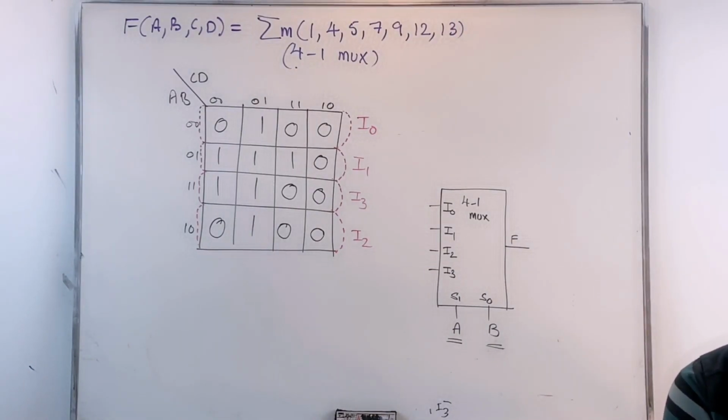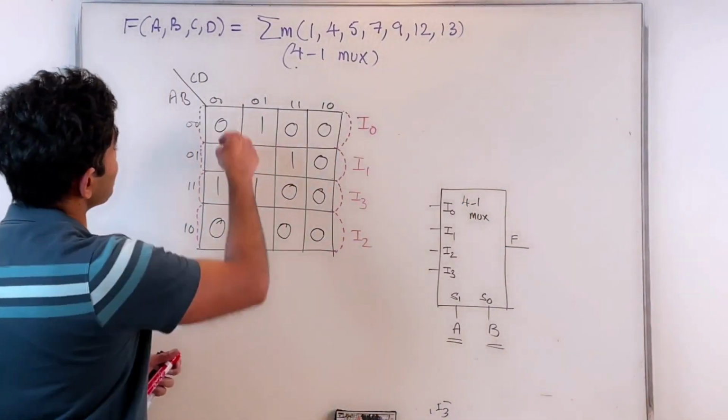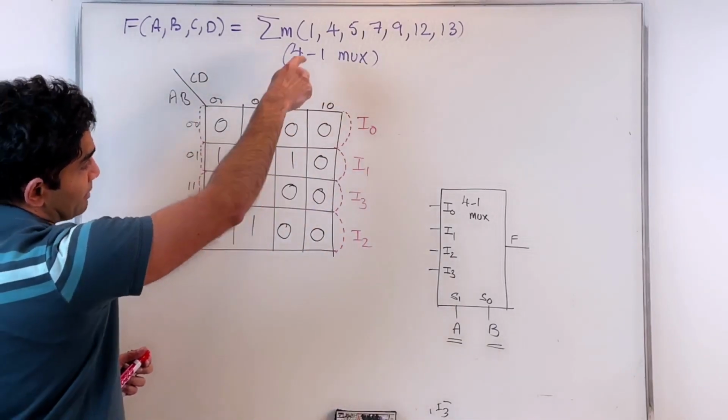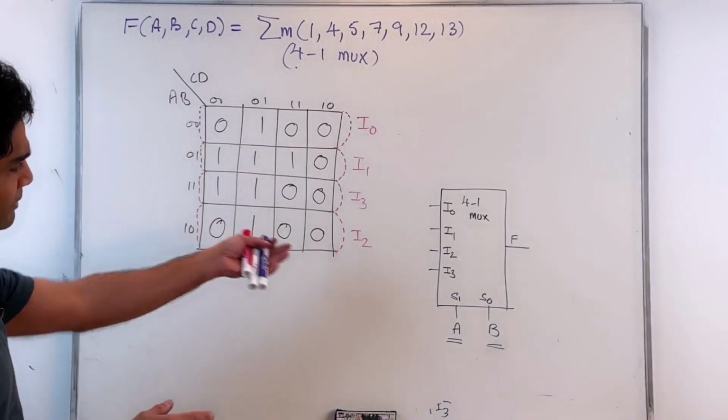I could have done that too. In fact, we should do that. If I had done C and D as my selector inputs, how should I divide my K-map into sub K-maps? Vertically. That's absolutely right. Columns. Because my C and D values are constant across the columns, I would be dividing my K-map into columns then. All right. So for now, let's do that.